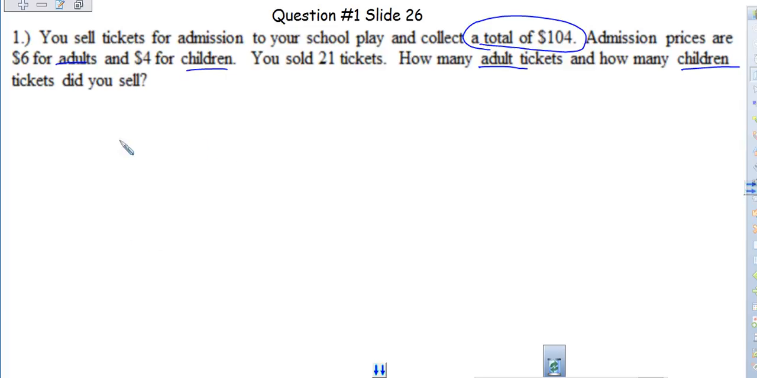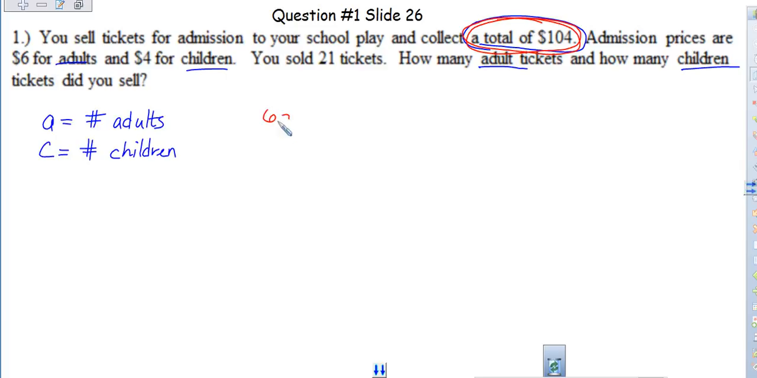So we need to first define our variables. So I'm going to say A stands for, and it says how many, so this will be the number of adult. And then I'm going to say C, and again we're talking about how many, so this would be the number of children. Okay, so now it says we have a total of 104 dollars. So we're talking about the money. So we'll need the money here.